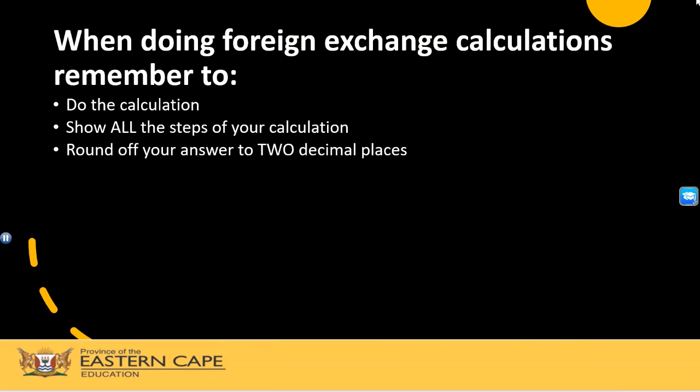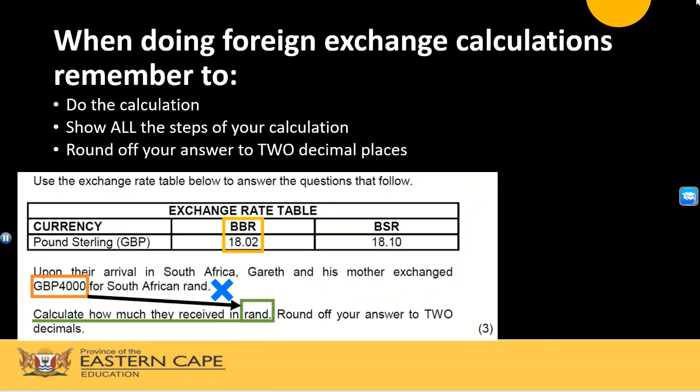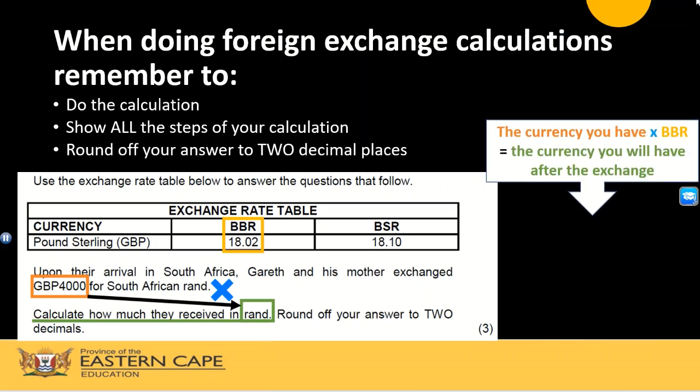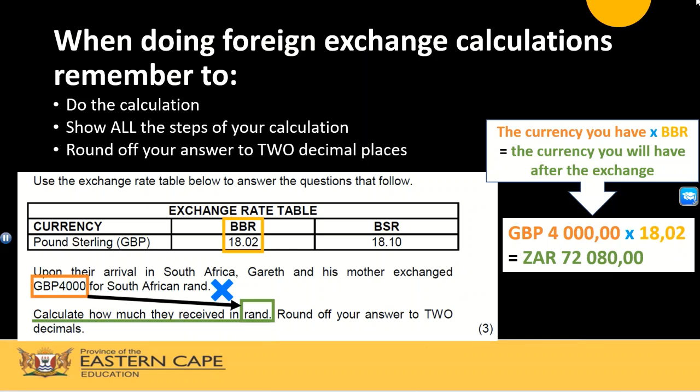Then you are required to do the calculation. But remember, show all of your steps and round off your answer to 2 decimal places. Now let's take a look at the right-hand side of your screen. You will see that the currency that you have, which in this case is the Great British Pound, must be multiplied by the bank buying rate, which in this case is 18.02. That will then give you the currency that you will have after the exchange, which is in South African Rand. And there you have it on the screen. You will see that 4,000 Great British Pound at the rate of exchange of 18.02 will give you 72,080 South African Rand.